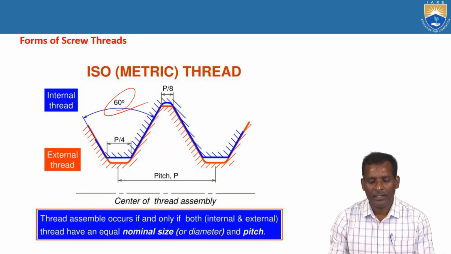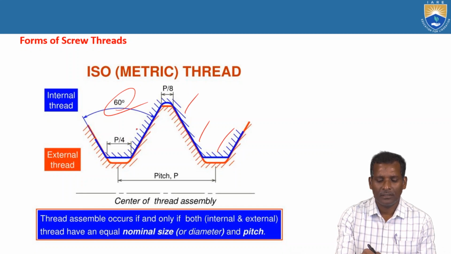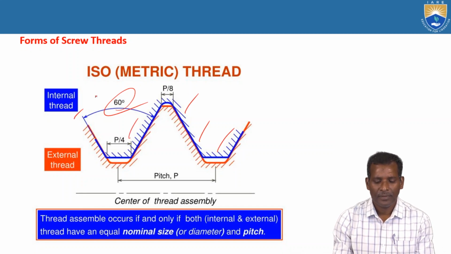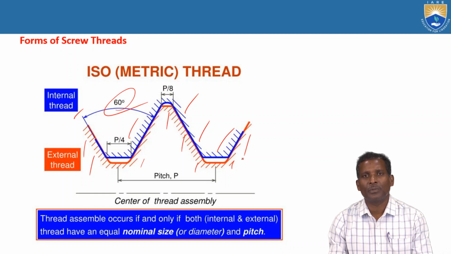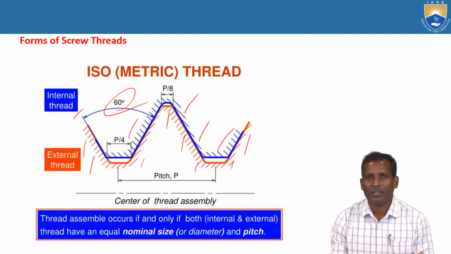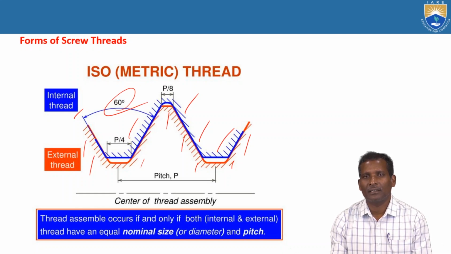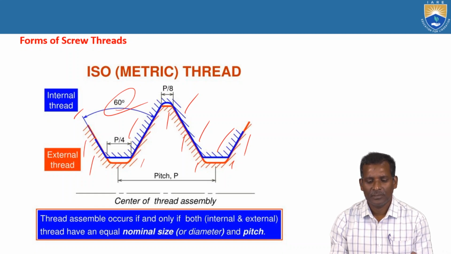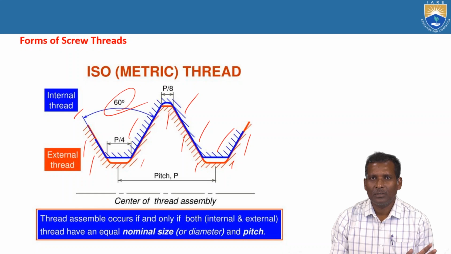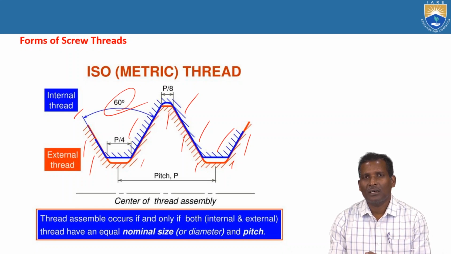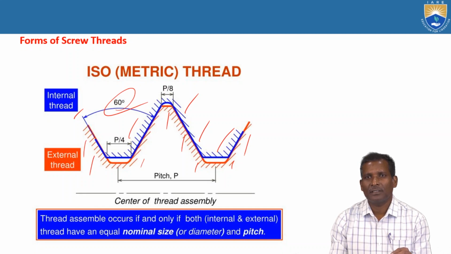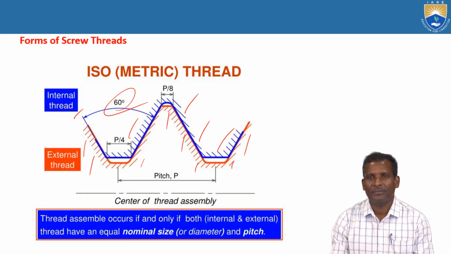Here shown internal thread. These blue lines represent the internal thread, and these lines are representing external threads. So what is the difference between these two, internal and external thread? Different types of thread forms are there: metric thread, Acme thread, Whitworth thread. These are all classifications of threads depending upon their thread angle.